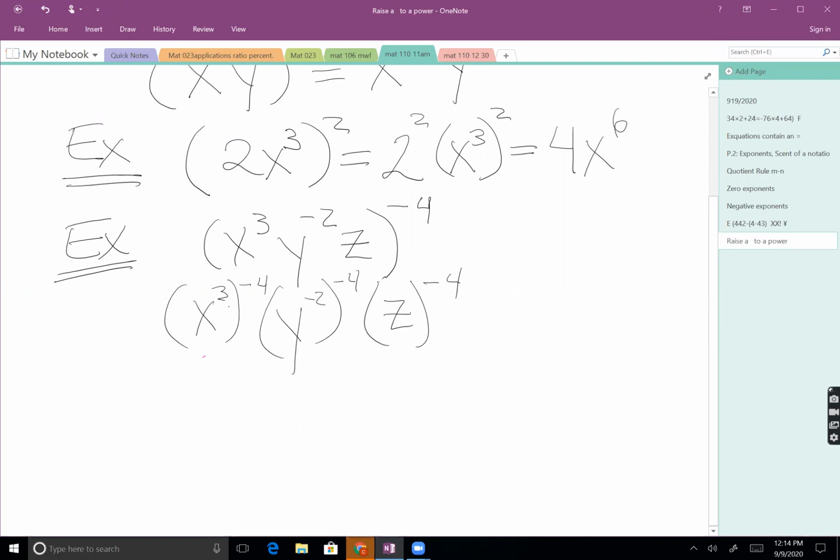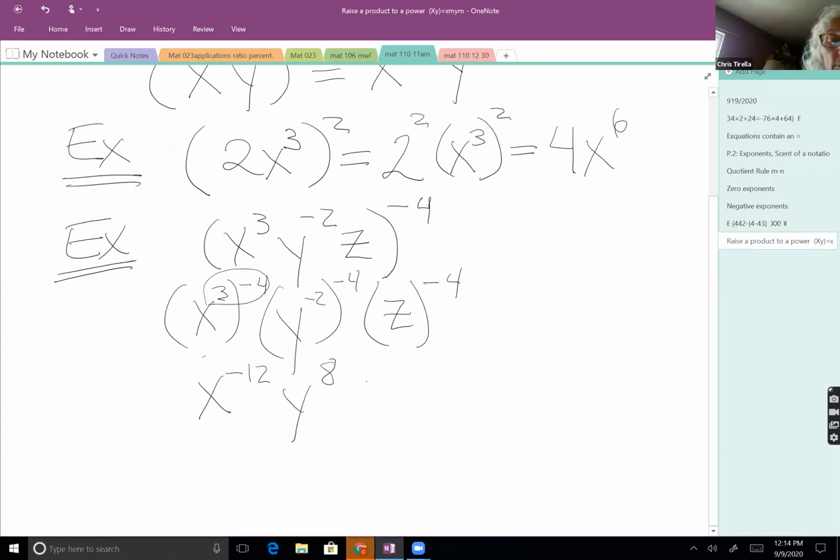Now, when I raise a power to a power, I multiply those exponents. x to the negative 12. What would the exponent on y be? What do I get when I take negative 2 times negative 4? Positive 8. And then what we have here is just z to the negative 4th.